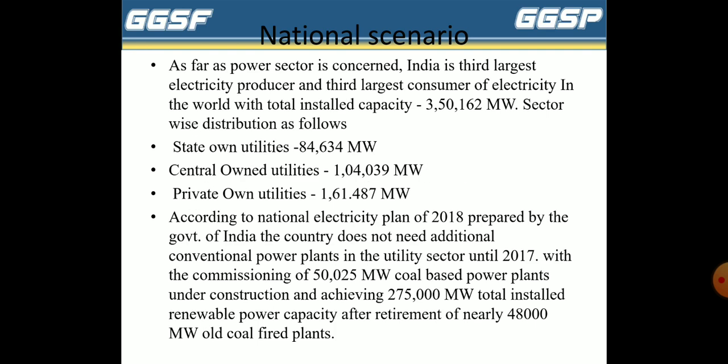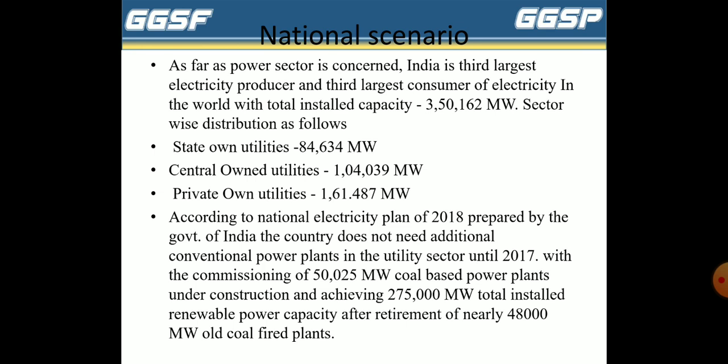As far as the power sector is concerned, India is the third largest electricity producer and the third largest consumer of electricity in the world with a total installed capacity of 3,50,162 megawatt, sector-wise distributed as follows. The state owned utilities are 84,634 megawatt. The central owned utilities are 1,04,039 megawatt. Private owned utilities own 1,61,487 megawatt.